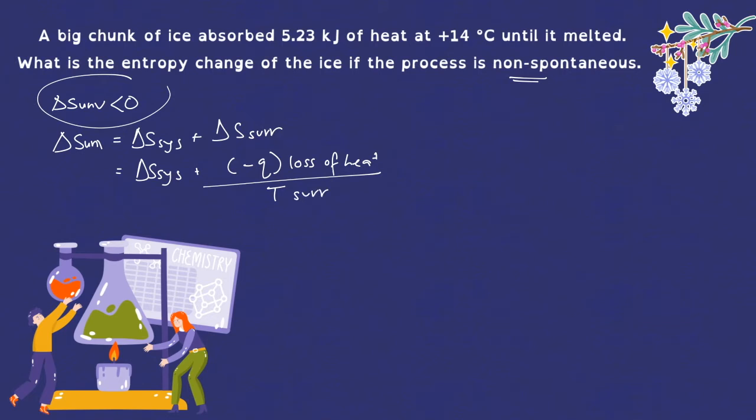Alright, so what is this value? We will assume your delta S universe is equivalent to 0, so that it is easier for us to find delta S system. So now we are going to calculate delta S surrounding. So delta S surrounding is negative Q. Your Q is 5.23 kilojoule because the chunk of ice absorbed the heat. From where? From the surrounding. It means that the surrounding will lose this heat.